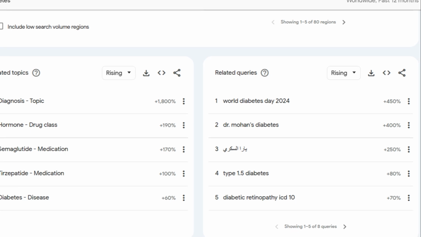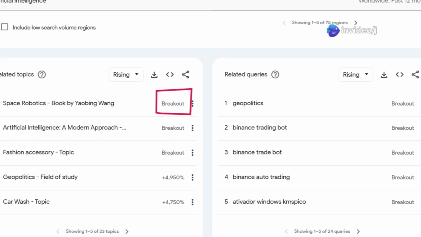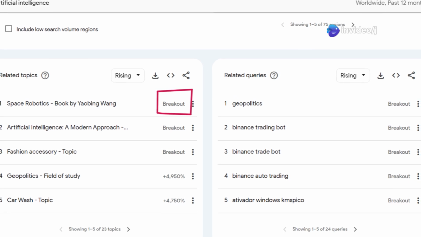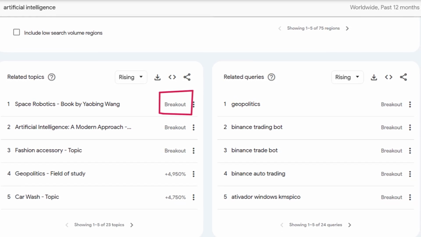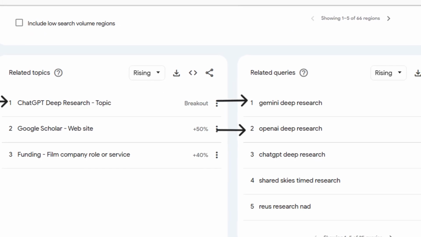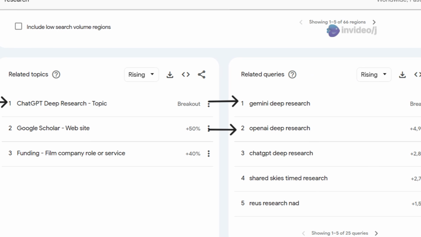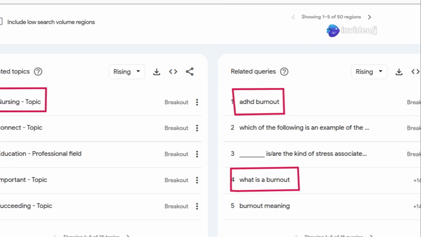Rising queries highlight searches that have recently surged in popularity. These are gold for spotting emerging topics. If you see a percentage like plus 300% or breakout next to a query, it means interest in that query jumped a lot. Breakout specifically means the query grew by over 5,000%.